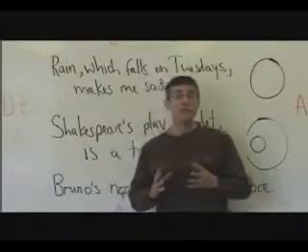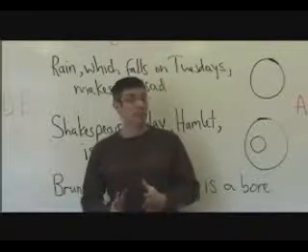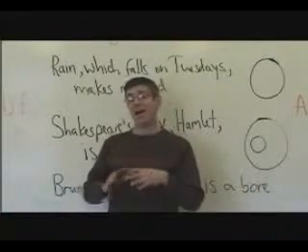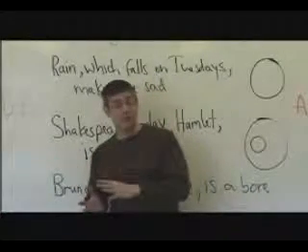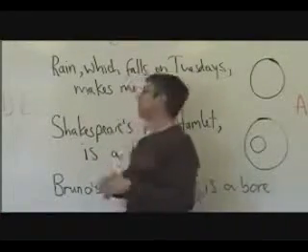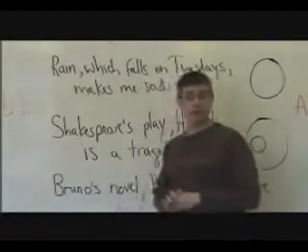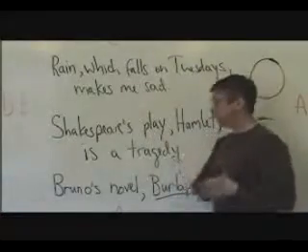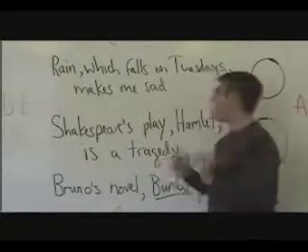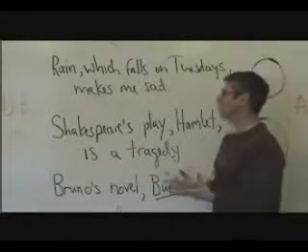We're looking at ways to tell whether elements in a sentence are what are called restrictive elements, which therefore must not be set off by commas, or whether they are non-restrictive elements and therefore must be set off by commas. Now let's look at some more examples that will help us get our minds around this problem. Let's look at this sentence. Rain, which falls on Tuesdays, makes me sad. Are these commas correct, or are they incorrect?